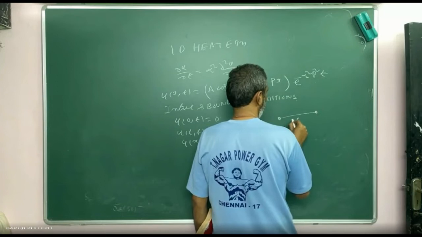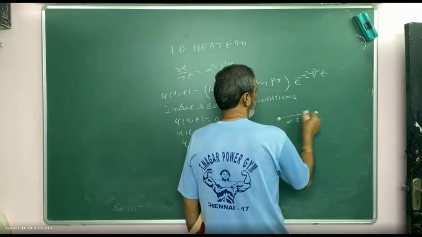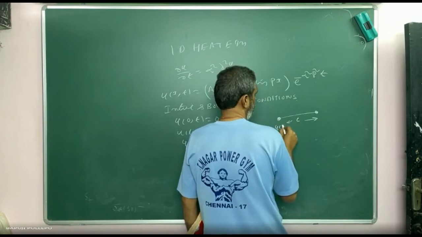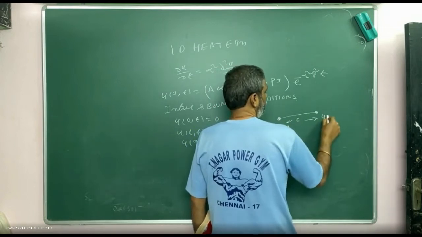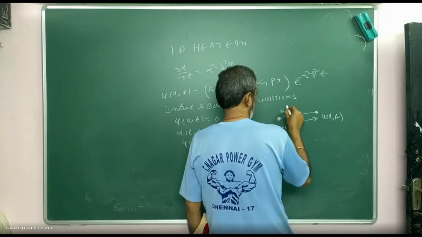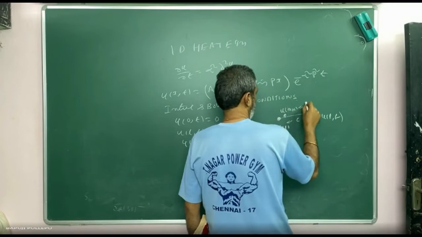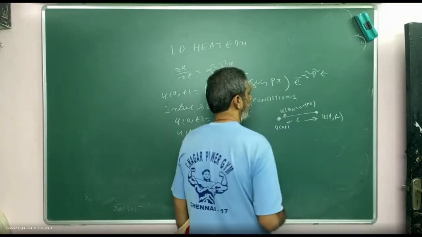Rod length is L. You are keeping the ice ball at this end and at this end; there is no temperature at either end. Initially, some temperature is there on the rod. U of x comma 0 equals f of x.